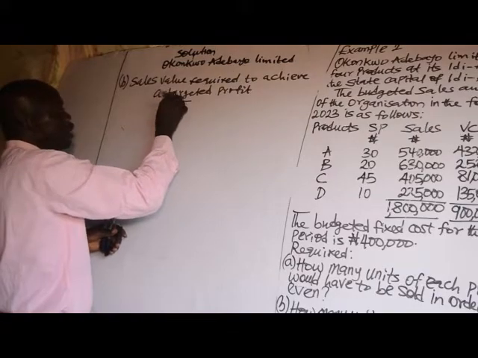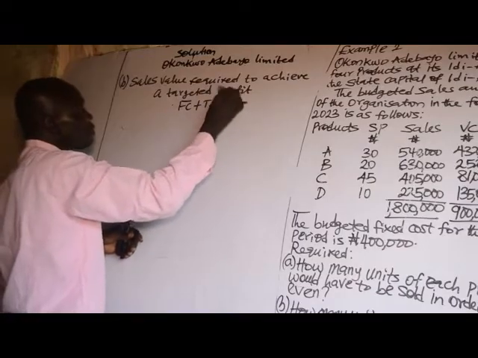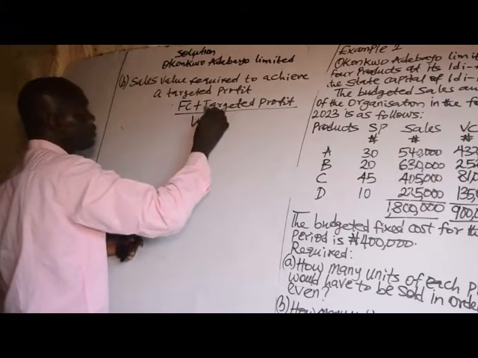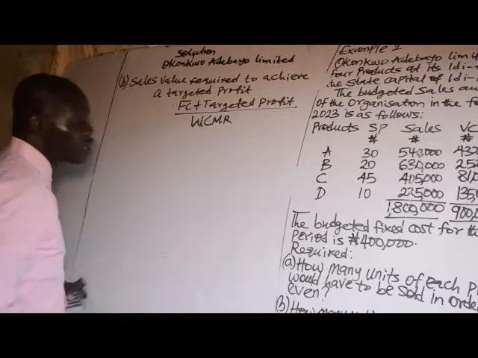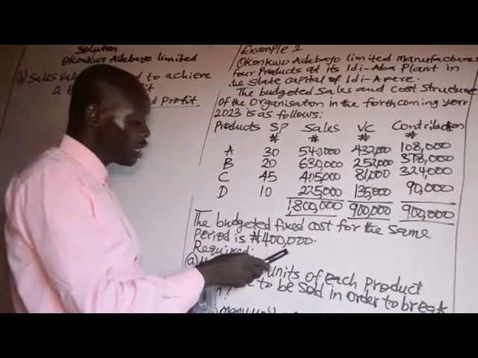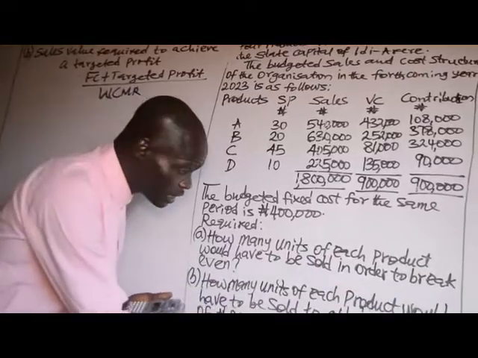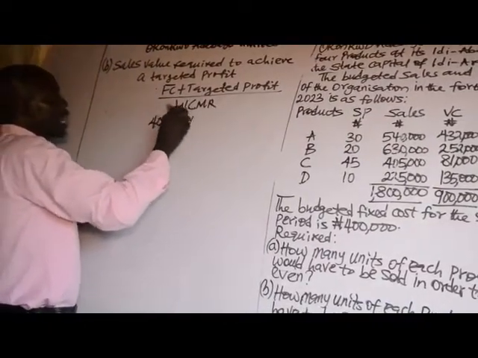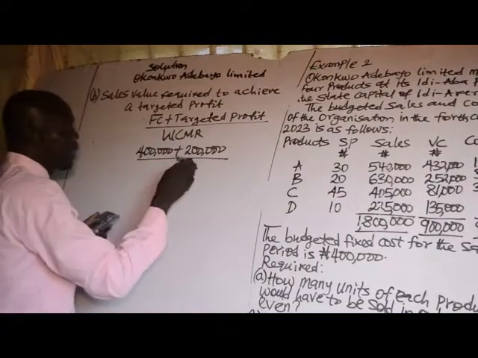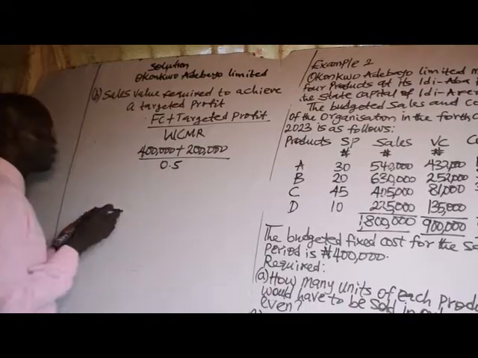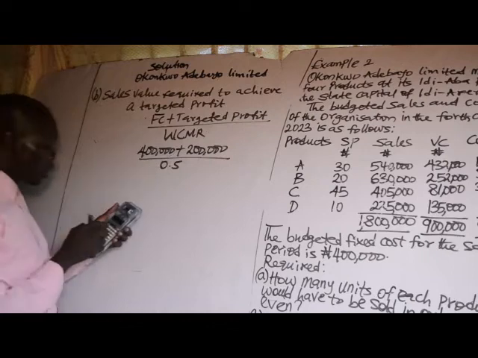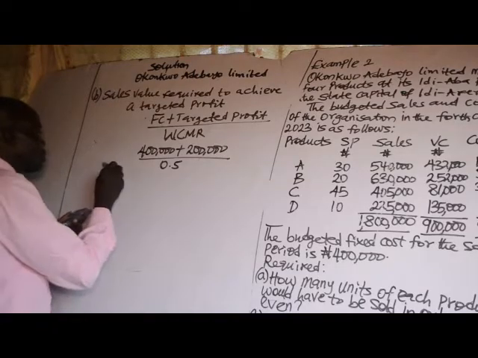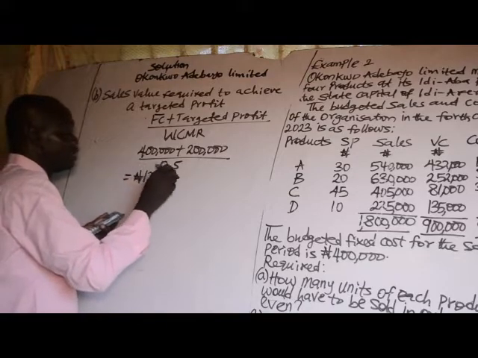That will be fixed cost plus targeted profit over weighted CMR. And our fixed cost, as given in the question, is 400,000 naira, and the targeted profit is 200,000. So we have fixed cost of 400,000 plus targeted profit of 200,000 divided by our weighted CMR as calculated earlier, which is 0.5. 400,000 plus 200,000 gives us 600,000. 600,000 divided by 0.5, we have 1.2 million naira. That is the sales revenue.